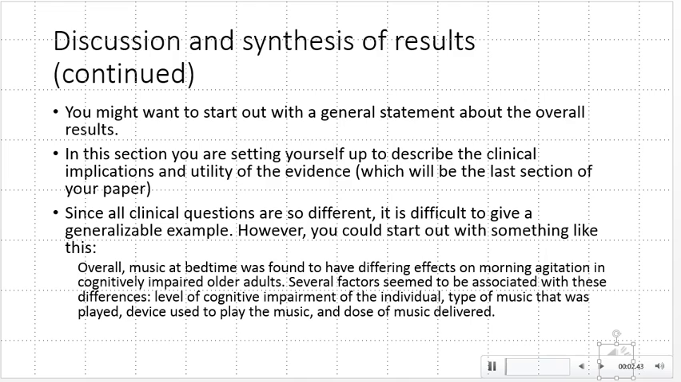You might want to start out this section with a general statement about the overall results. For example, you could restate that overall the level of evidence on clinical question XYZ was moderate, with mostly qualitative studies found. However, several themes were noted. Okay, so here you're setting yourself up to describe the clinical implications and utility of the evidence, which will be the last section of your paper.